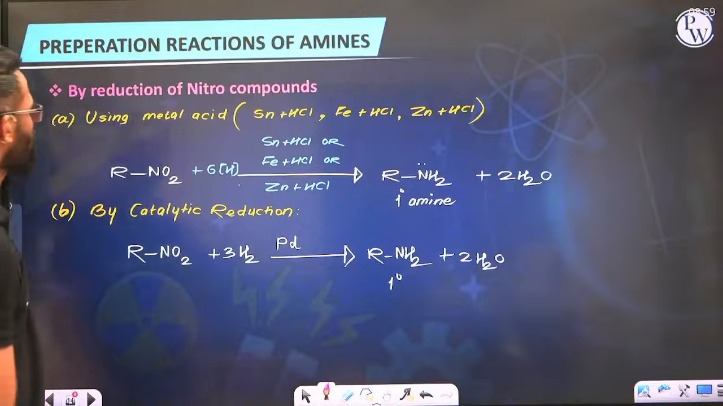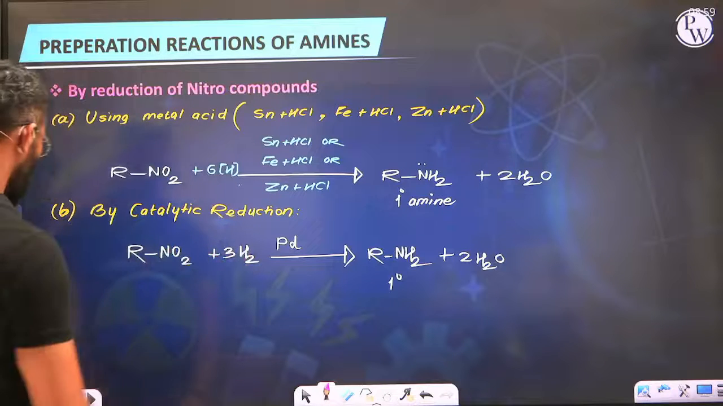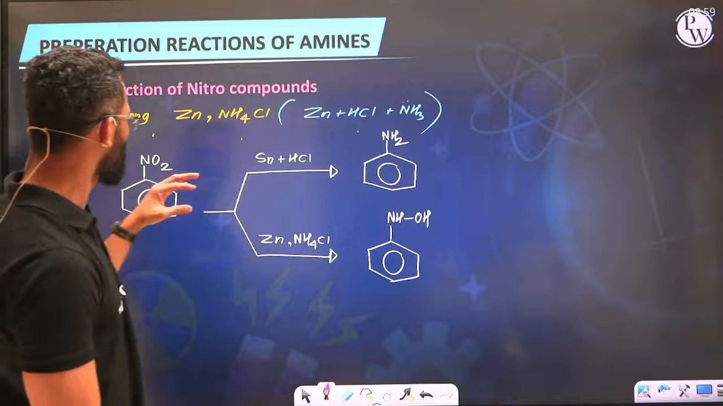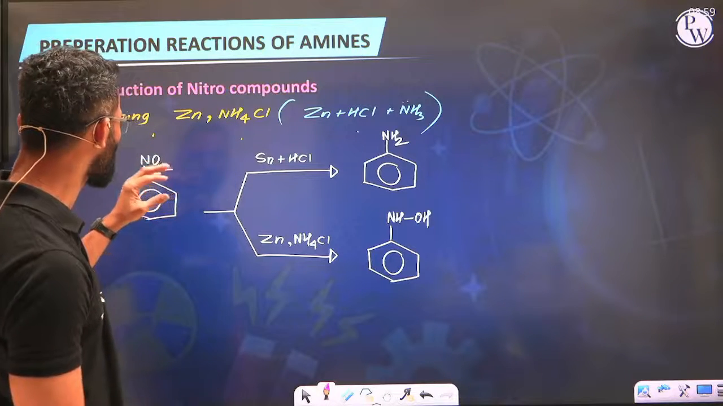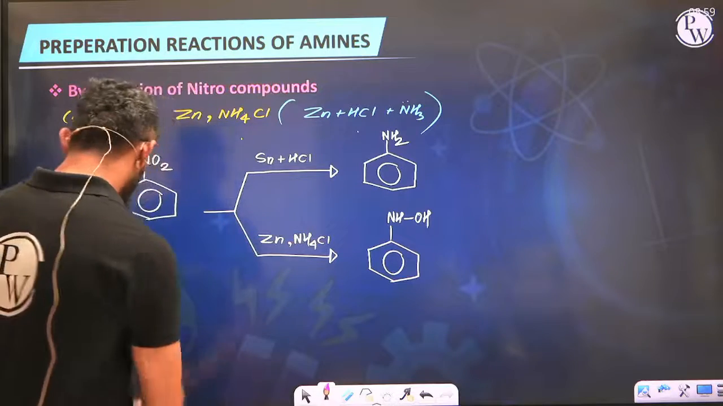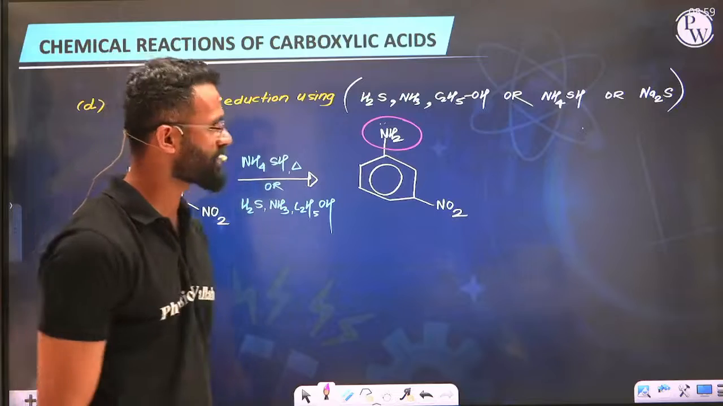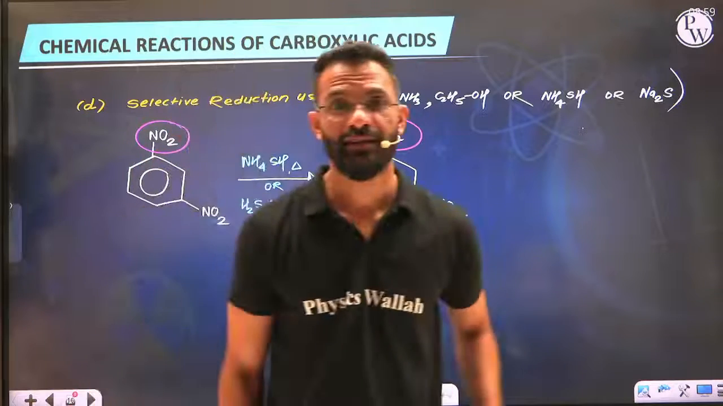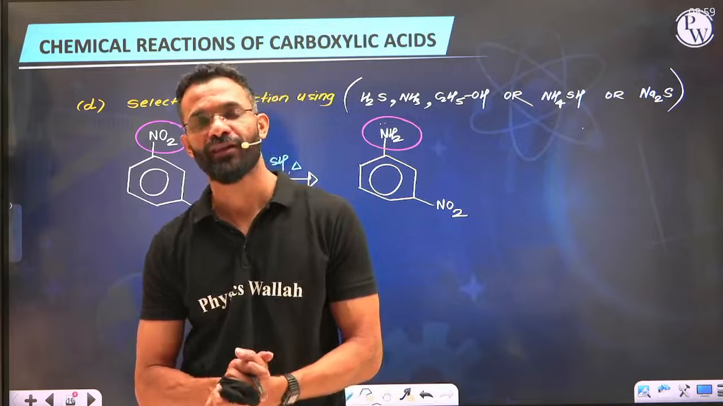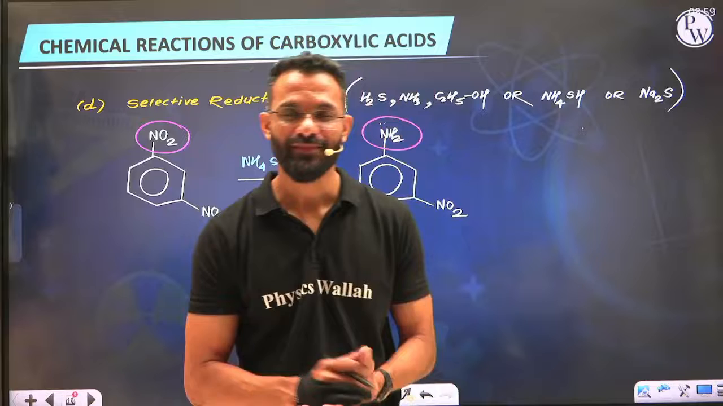We saw nitro compounds can be reduced by metal acid combination or by catalytic hydrogenation, or we also saw we can carry out partial reduction of nitro compounds using zinc in ammonium chloride, and selective reduction. So complete reduction, partial reduction and selective reduction cases of nitro compounds. Well guys, that was all about methods of preparation of amines. So let me just quickly revise what we have seen so far.